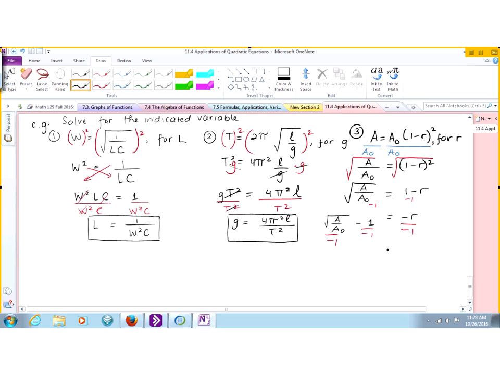Divide by negative 1, divide by negative 1. So let's see, what do we have here? R is equal to square root of A over A naught, and this is minus, plus 1. So R is equal to 1 minus square root of A over A naught. Are we okay so far? Yep? No? Easy? Okay.